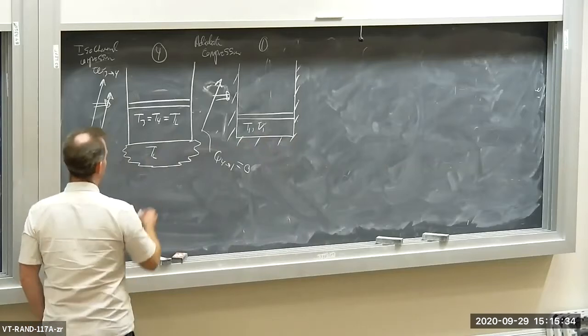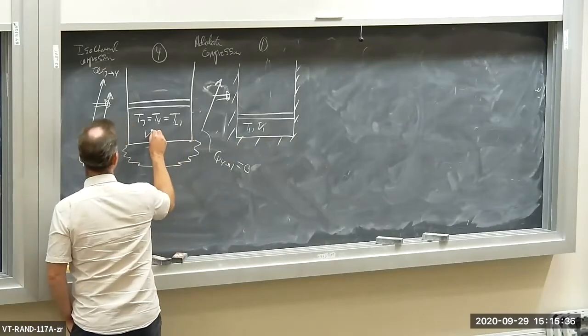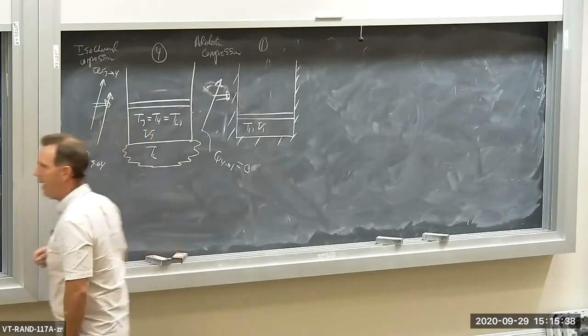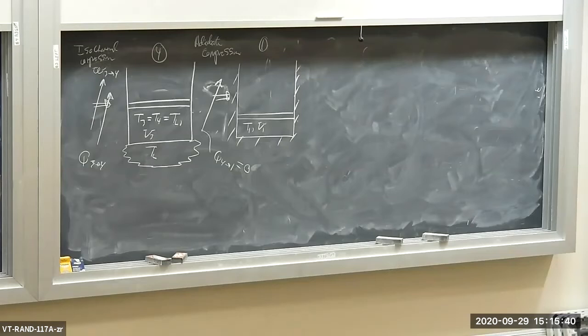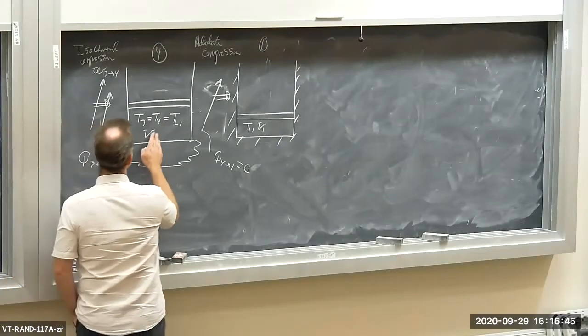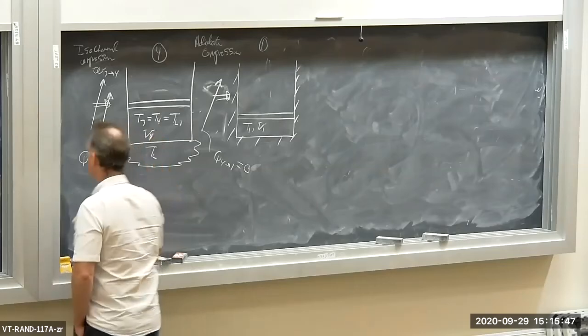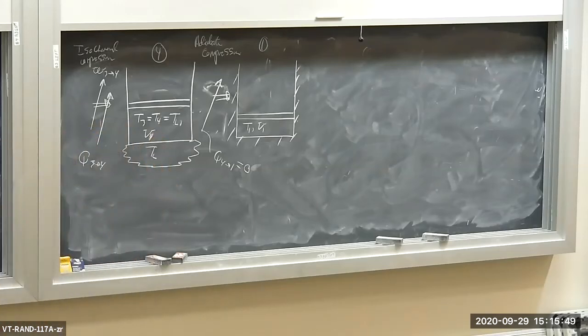I guess I should put the volumes in here too. So we have a volume V3. And of course, we have a volume V2 as well. I'm sorry, V4. That's state 4, not state 3. State 4, state 3, state 2.